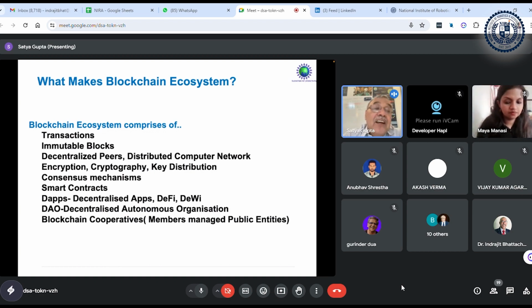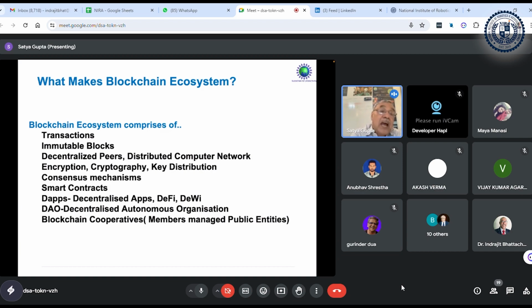And these are listed here, the transaction. That is the starting point of blockchain, any transaction. Then there are immutable blocks. Each transaction is converted through containerization by adding the hash into immutable blocks. Then there are decentralized peers, and these are the nodes. Then you have a distributed computer network, and that is your internet basically. And then you are using encryption, cryptography, key distribution, because for cryptography you have to encrypt and decrypt, so keys are required, private key, public key. Then there is a consensus mechanism to bring the trust or the validation.